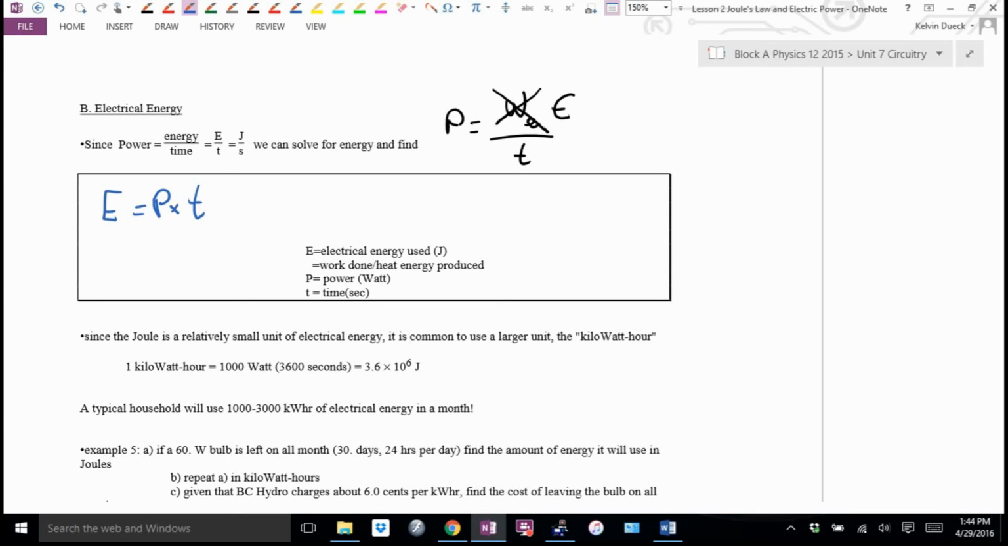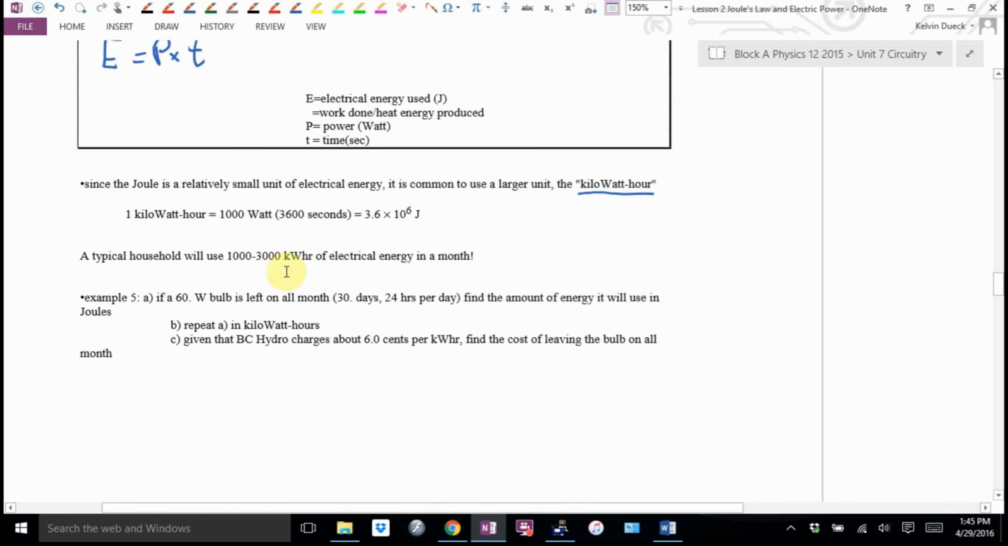So once you move out of the house, once you sign a deal with BC Hydro, instead, they're going to use kilowatt hours as their unit for energy. What's kilowatt a measure of? Power. What's hours a measure of? It is still power over time, but it gives you energy in a much smaller magnitude, numbers you can wrap your brain around. 1 kilowatt hour is about 3.6 times 10 to the 6th joules. It's 1,000 watts times 3,600 seconds. Typical household uses about 1,000 to 3,000 kilowatt hours of energy in a month.